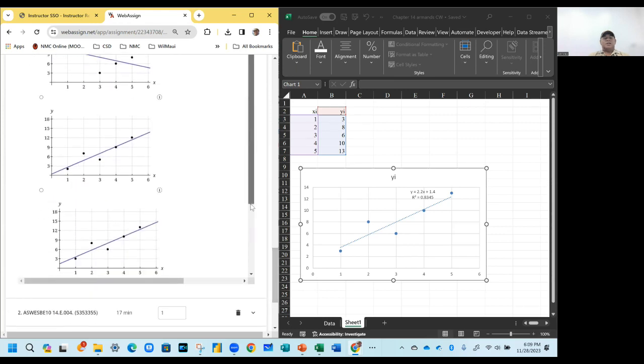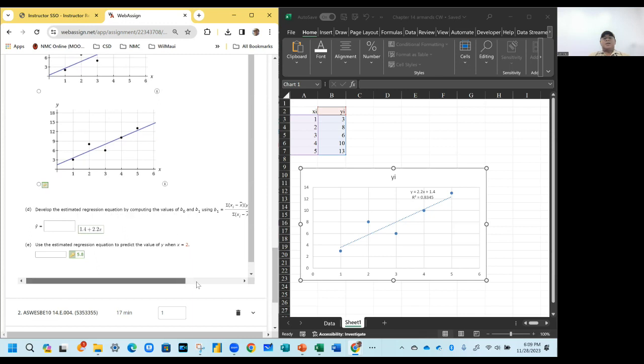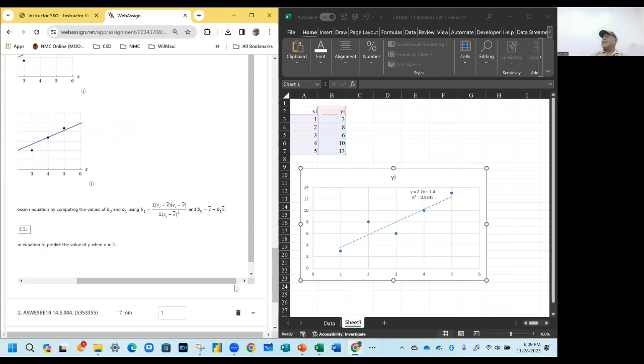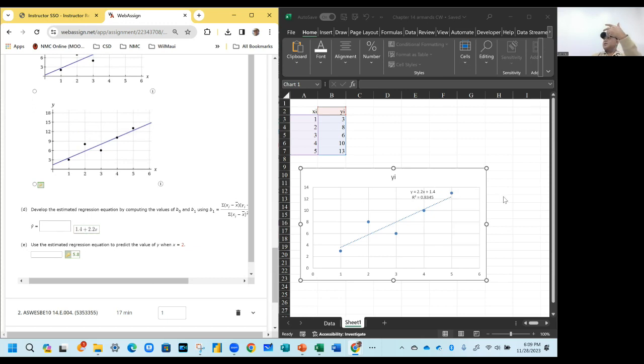And then what are the other questions? It says develop the estimated regression equation by computing the values of beta null and beta 1 using these equations. But as I said, you really need not do that, right? Because you already see the equation here. So you can just drop that equation here. Just make sure that you know that Excel switched the order and puts the intercept term after. It's just a formatting difference, no?